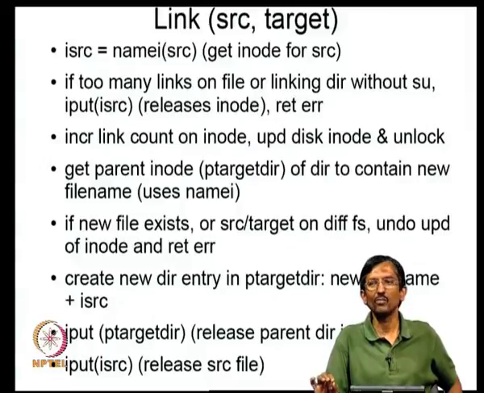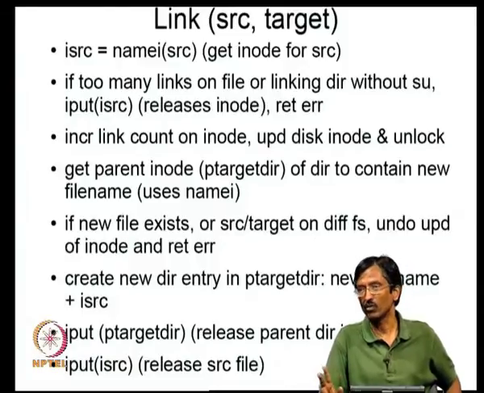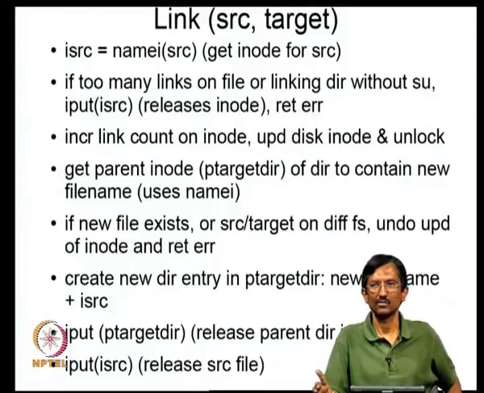So, it cannot be on a different file system, because a different file system could be altogether a different type of file system. For example, it could be ext2 on one and ext3 or let us say ZFS on something else. These two cannot share the same inode, because they are two different animals. That is why it checks whether source and target are on different file systems. If that is the case, then it is not possible, but I have already updated the disk inode, so I need to undo it.